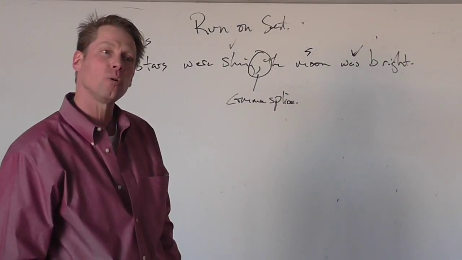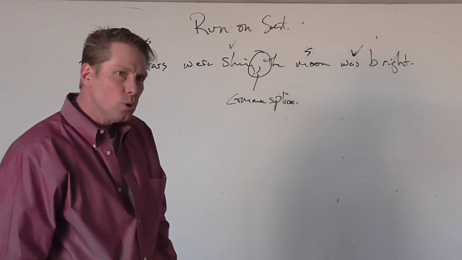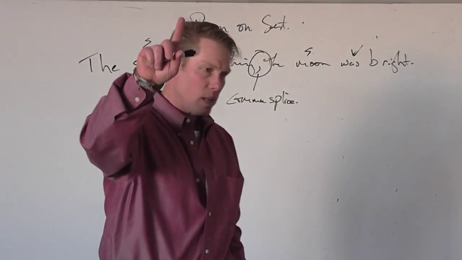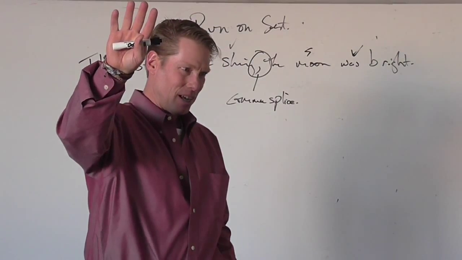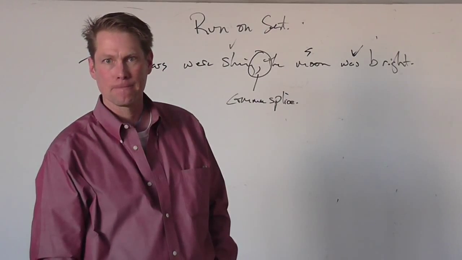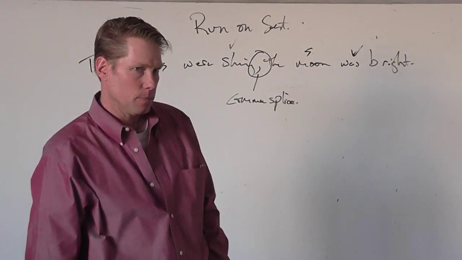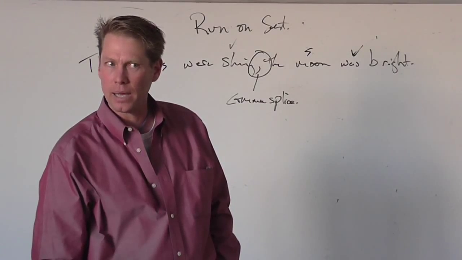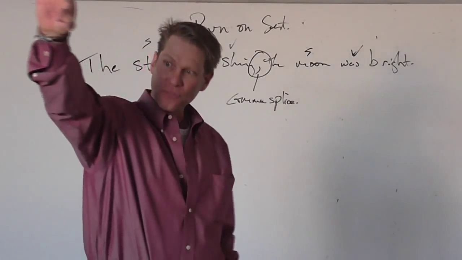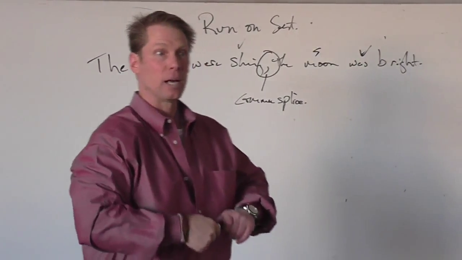A comma splice is when we join two full sentences together with only, and that's the word you want to write down and underline, with only a comma. There you got me. With only a comma. That's what we call a comma splice, all right? Two full sentences. There are three ways that you can fix a comma splice. Let's talk about all three of them.